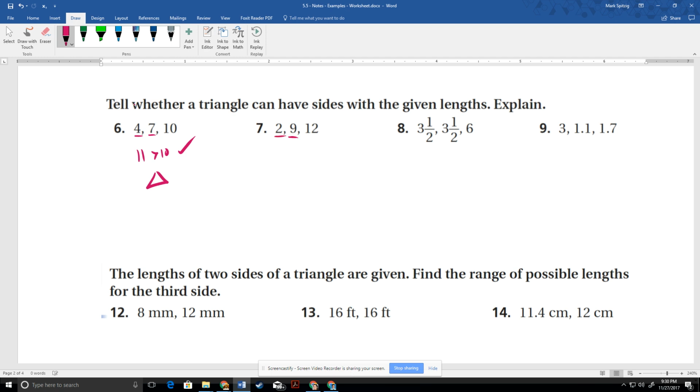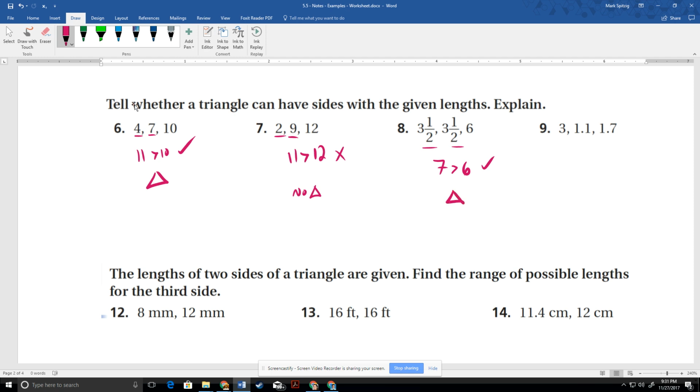2 plus 9 is 11. Is 11 bigger than 12? No, it is not. So we have no triangle. Okay. 3.5 plus 3.5 is 7. Is 7 bigger than 6? Yes, it is. So we're at Triangle Town.